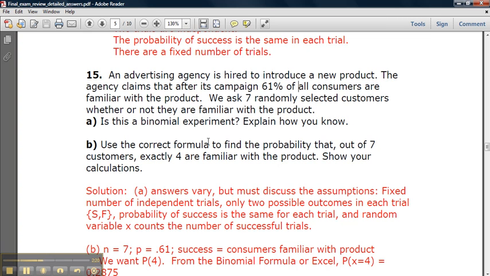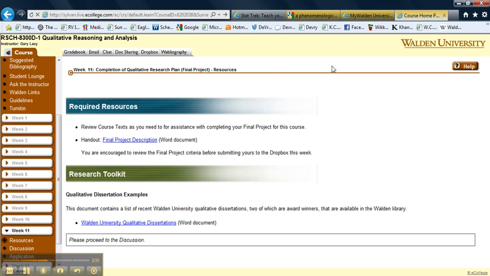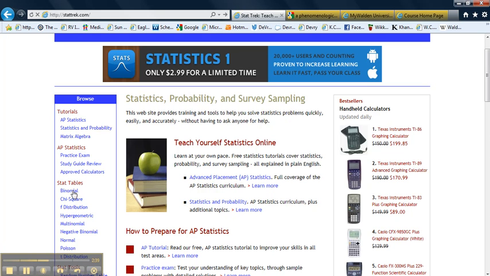And let's use our software. You can use Minitab or you can use StatTrek. I think StatTrek would be easier for this one, but it doesn't matter. I'll go to StatTrek and show you. Let's go to StatTrek. Here, the software. It's going to be binomial.